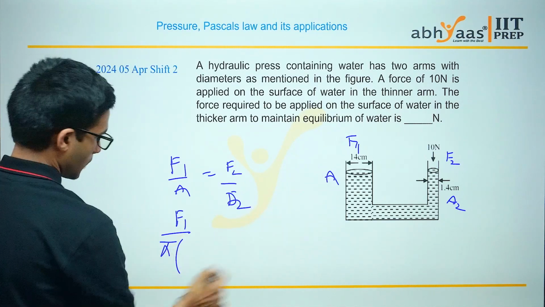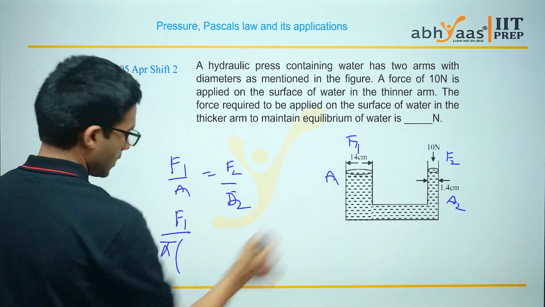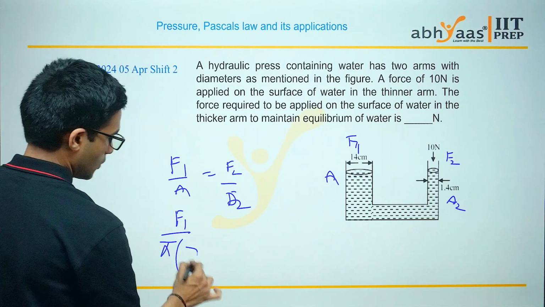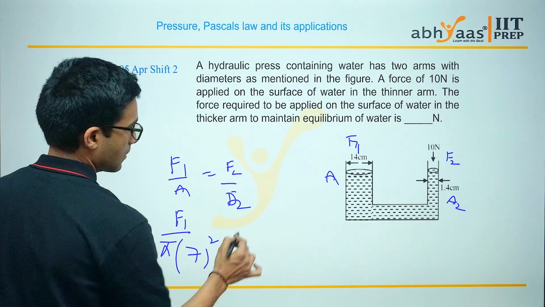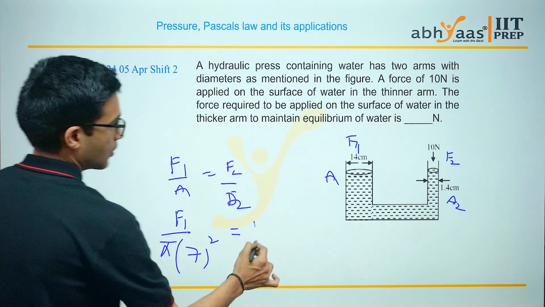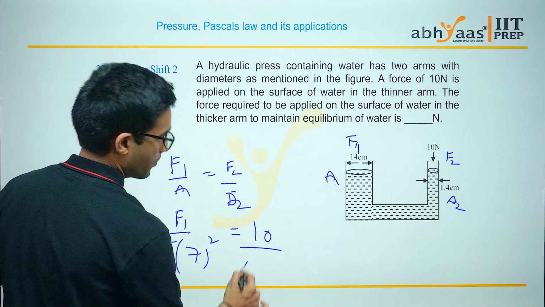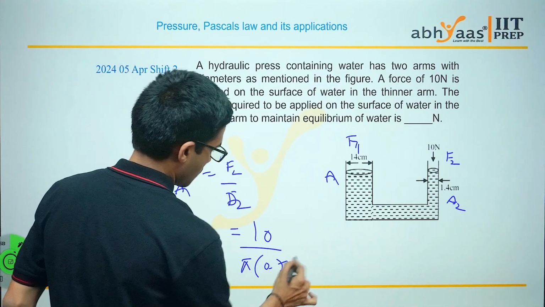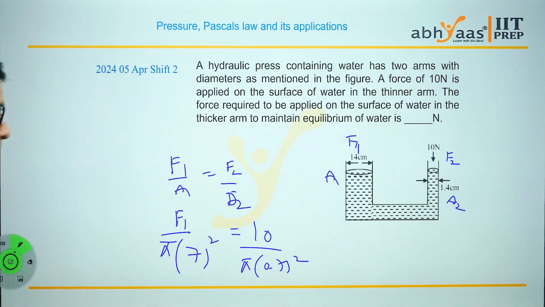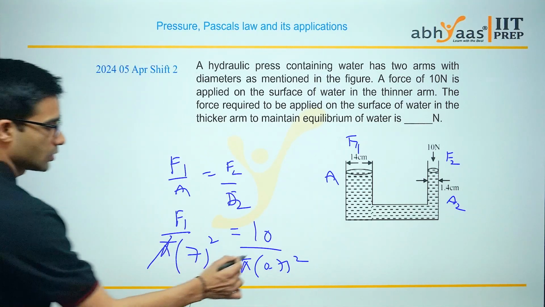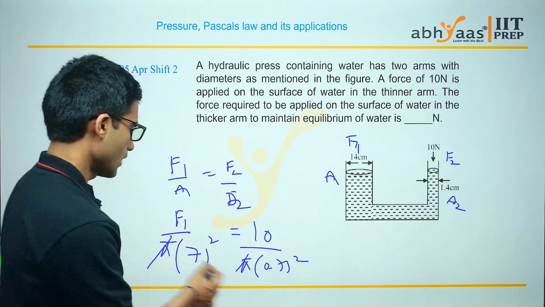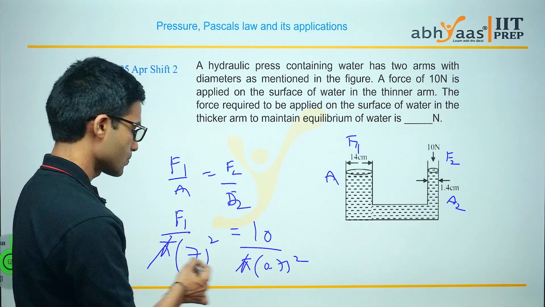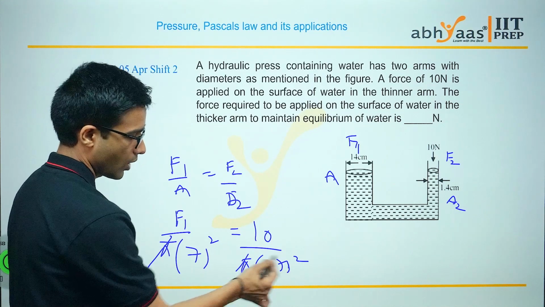So here pi into diameter is given. If you want area, you will get pi r square, r is 7. So then F2 is 10 by pi into 0.7 square. So I'll tell you in a simple way how to calculate. So 7 by 7, if you divide this one too, so then what happened? 7 square, right? 7 by 7 is 0.1.